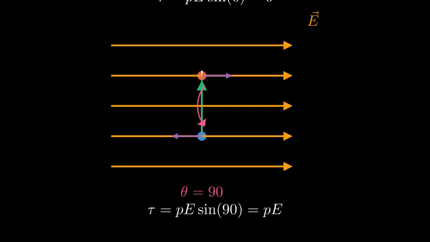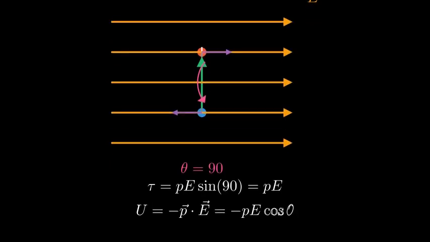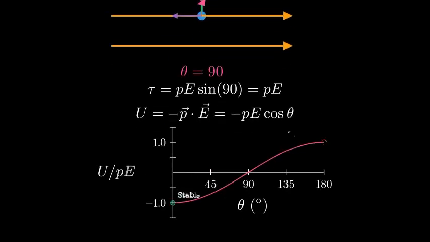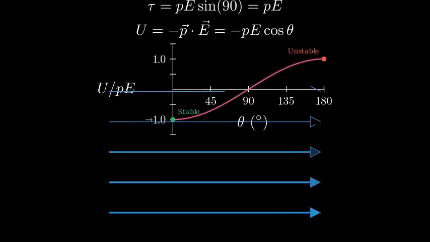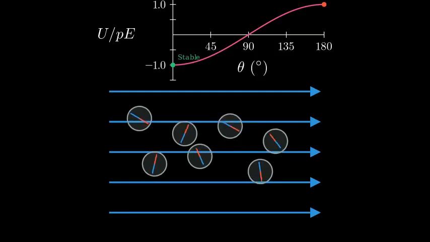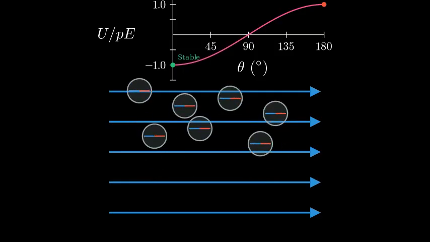An important related concept is the potential energy of the dipole in the electric field. The potential energy is given by U equals negative P dot E, which expands to negative P times E times cosine of theta. This means the potential energy is lowest when the dipole is aligned with the field and highest when it's anti-aligned. This explains why dipoles naturally tend to align with external electric fields. It's similar to how a compass needle aligns with a magnetic field.